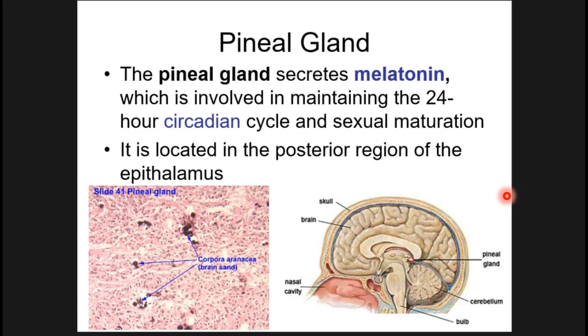The circadian cycle isn't just about the sleep-wake cycle, it's also about seasonal changes. So if you're a bear and you're going to hibernate for the winter, it's probably going to be moderated by melatonin. And it may actually be involved in the onset of puberty, just because of that sort of seasonal recognition of timing.